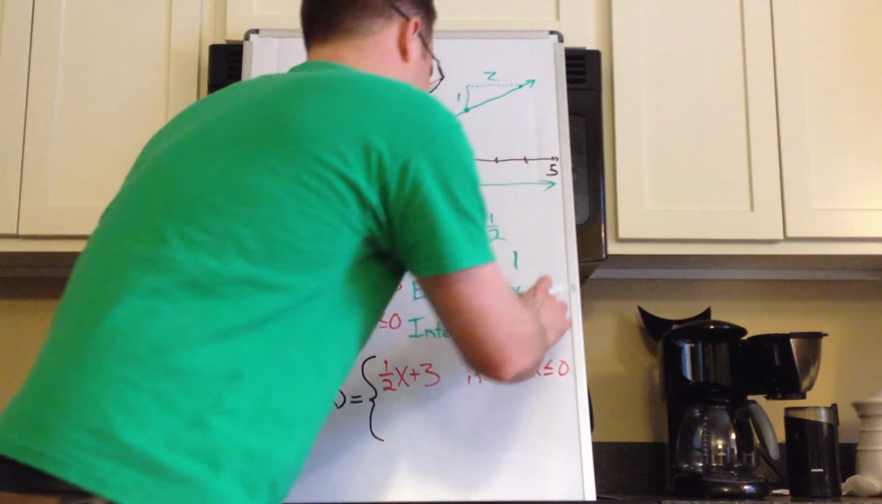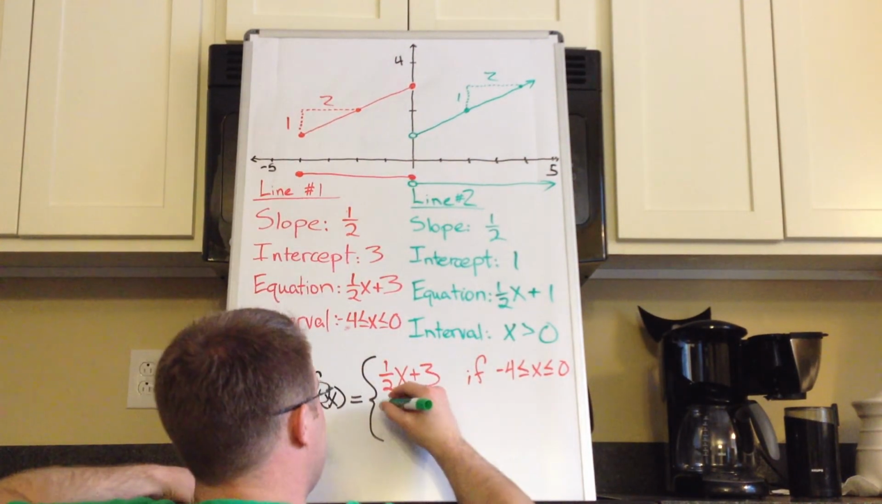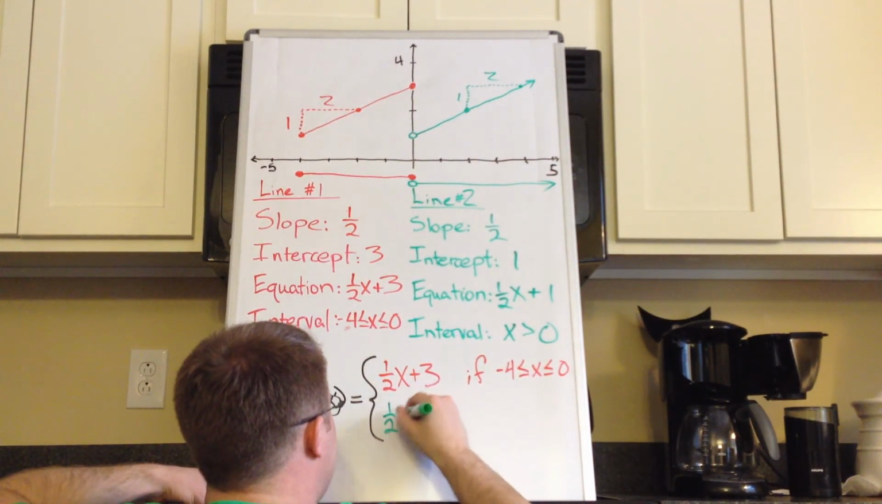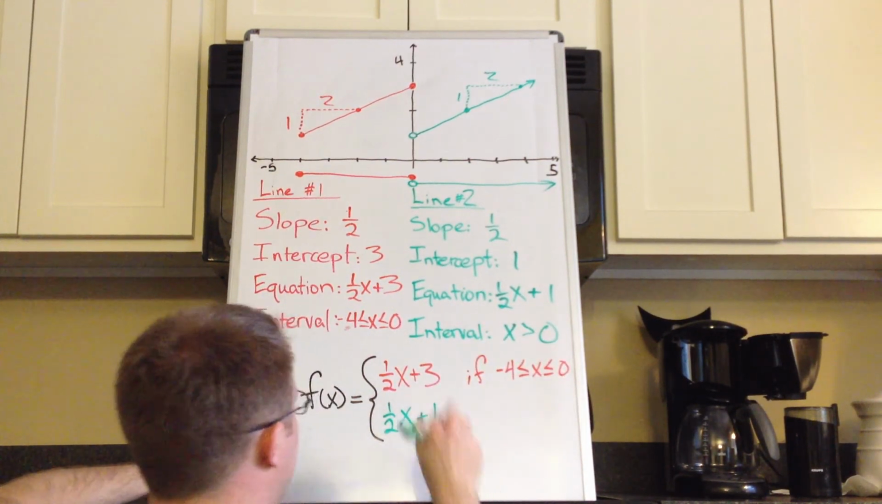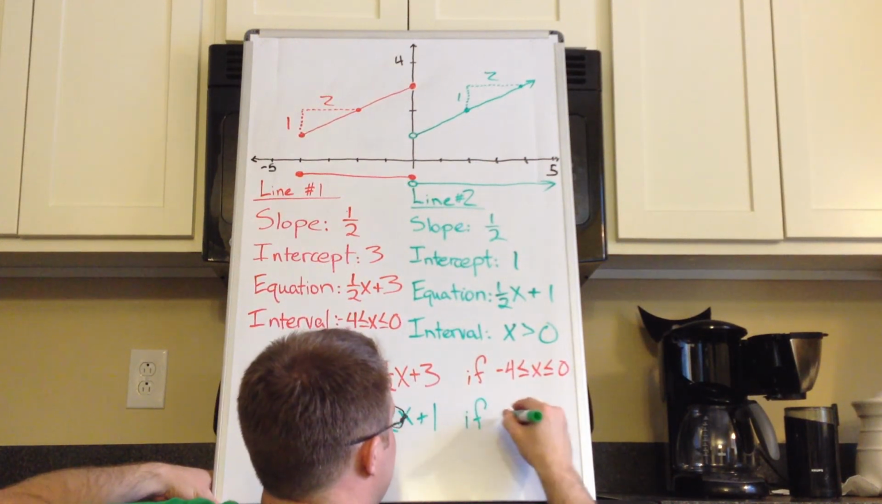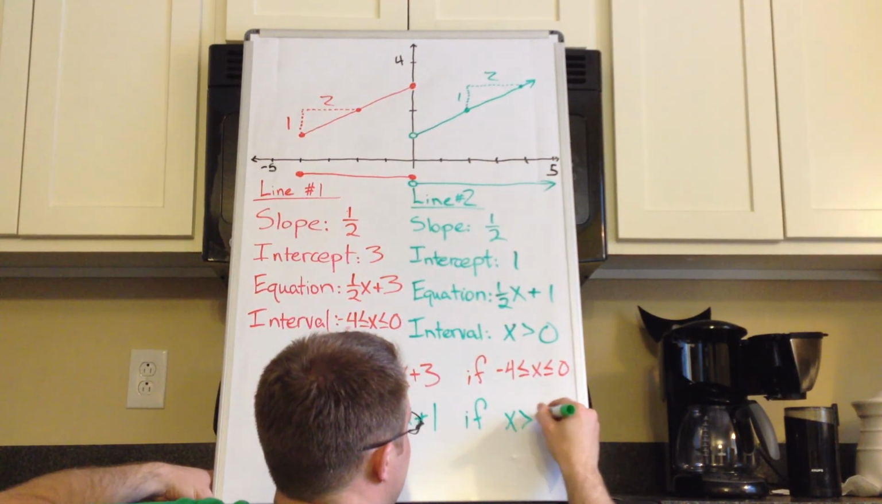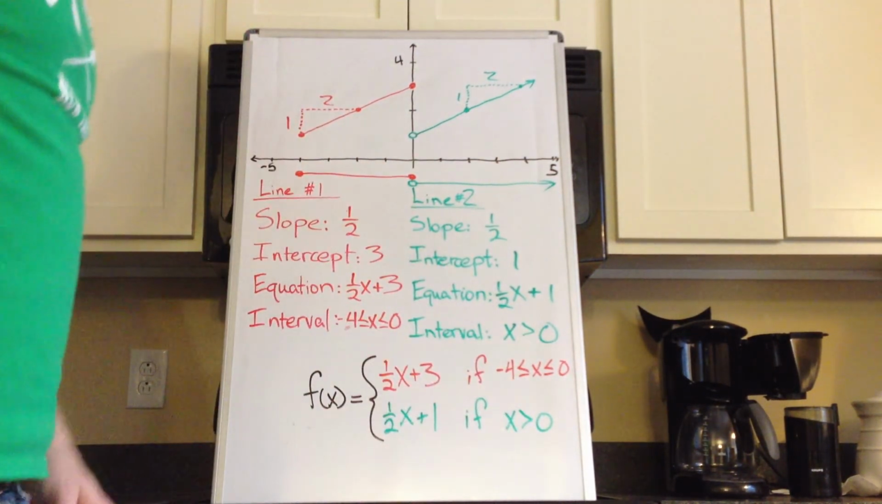Okay, so now we have the equation and the interval, so we can write it in here and we will be done. Our equation is 1/2 x plus 1. And we're going to use this equation if x is greater than 0. So that's our answer.